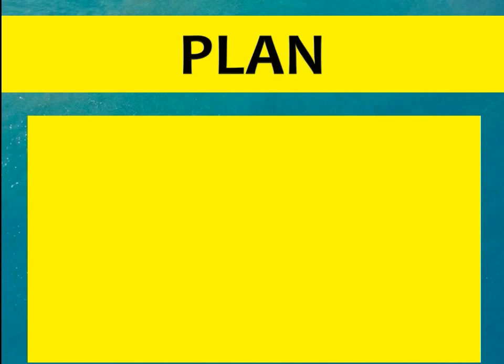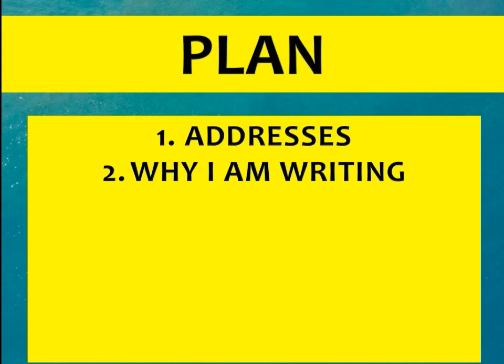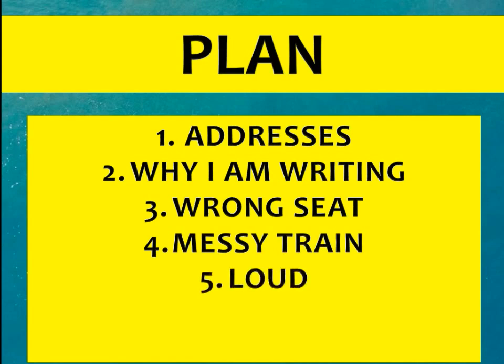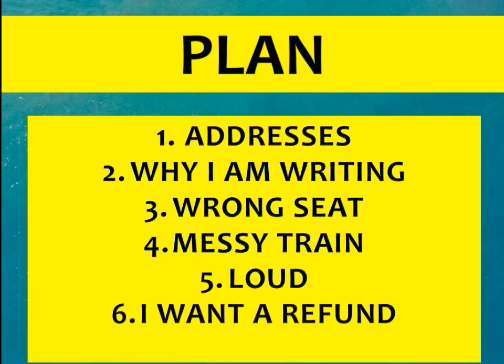So talking about my letter of complaint, I'm just going to put number 1, the addresses, that I need to write both addresses. Number 2, I'm going to say my first paragraph is going to be why I'm writing. And then I'm just going to put down the main points per paragraph. So first of all, my first main point of my complaint is that they put me in the wrong seat. My second main point is that the train was really messy. And my third main point is that the train was really loud. I'm not writing all of these in one paragraph. I'm going to do one paragraph for the wrong seat, 1 paragraph for the messy train, and 1 paragraph for how loud it was. And then my last paragraph is just going to be I want a refund, and that's how I'm going to leave the letter. So again, the plan is not a paragraph, it's not loads of things, it's just 6 bullet points telling me what order I'm going to do my letter in.